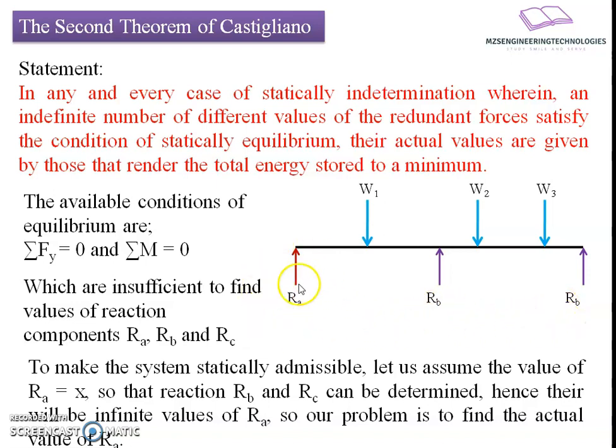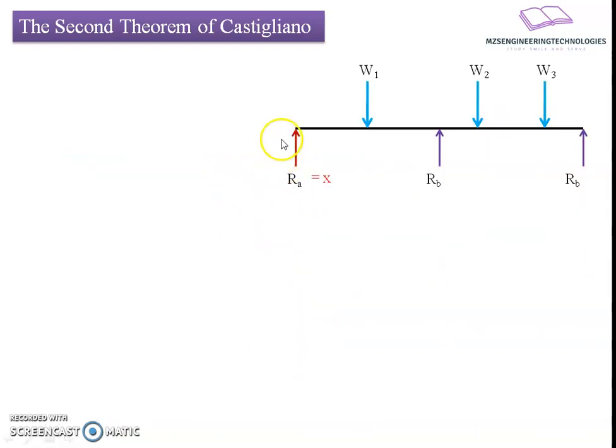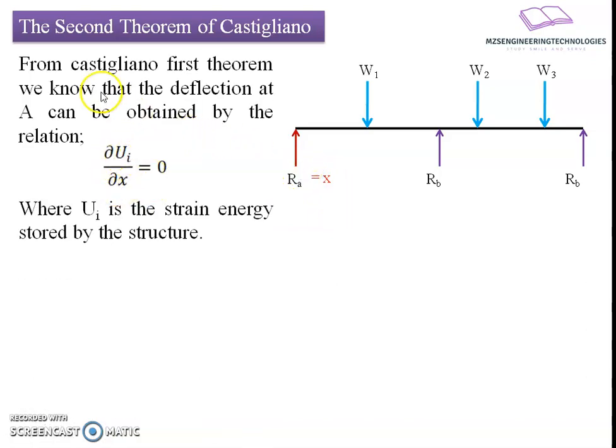Now to know the value of Ra, we will utilize Castigliano's first theorem, which states that the deflection caused by a force can be found out by taking the partial derivative of total energy stored by the system with reference to the force under which we want a displacement. So this was the first theorem, which is stated by Castigliano, ∂U/∂x equals 0.